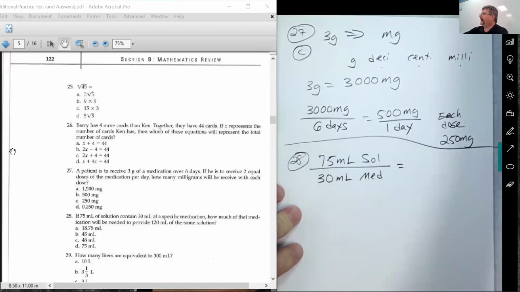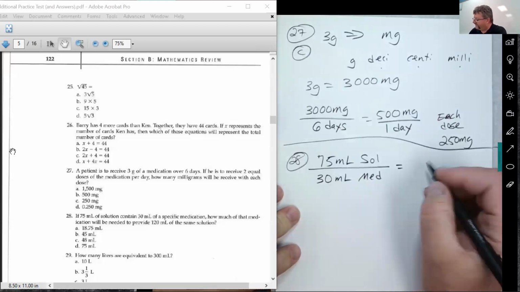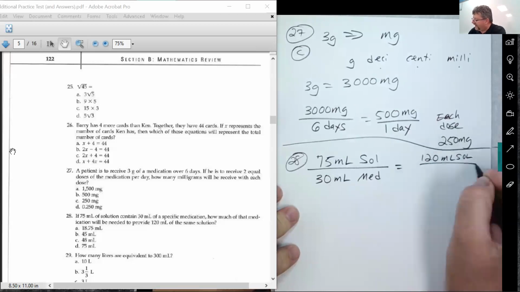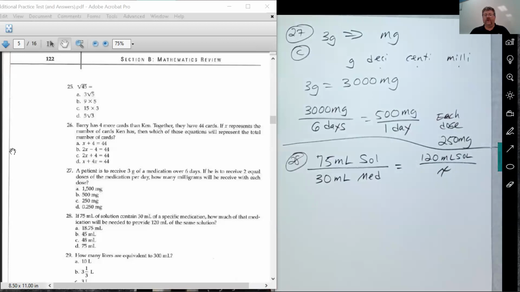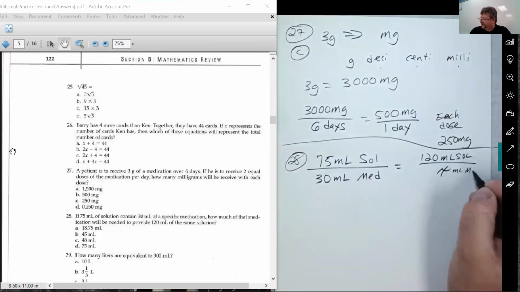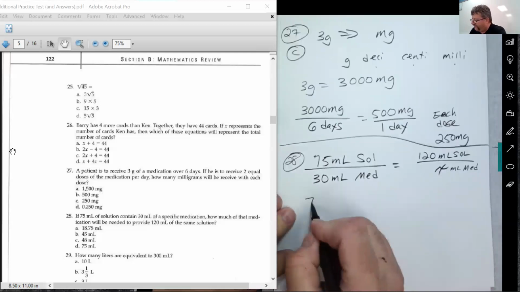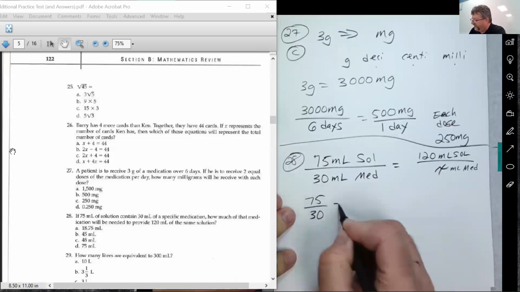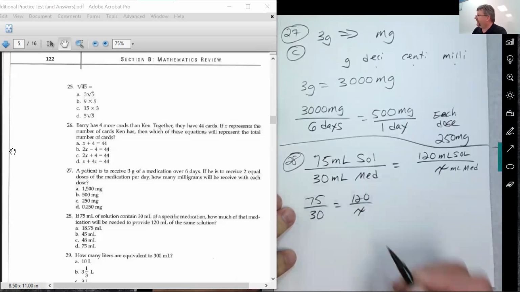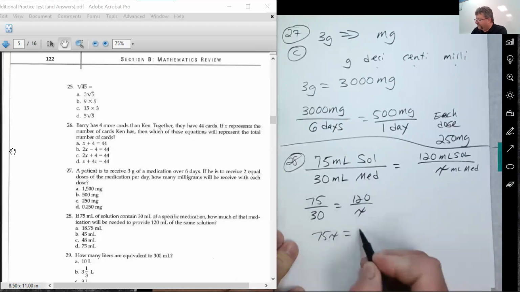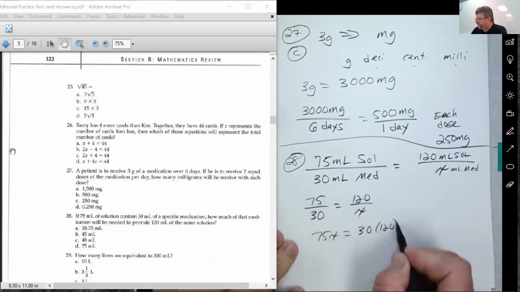What do we have here? How much medication will be needed to provide 120 milliliters of solution? So I'm given the solution part, so that's going to go on top. I don't know the med part. That's my unknown, call it X, okay? It'll have units of milliliters of med, okay? So let's drop the units now since we have it figured out. 75 over 30 equals 120 over X. I'll cross multiply and I'll get 75X equals 30 times 120.